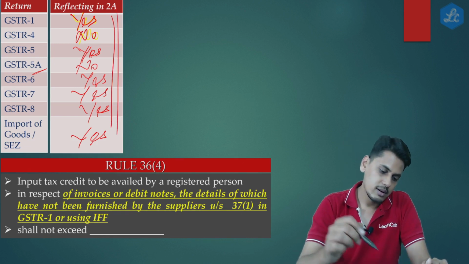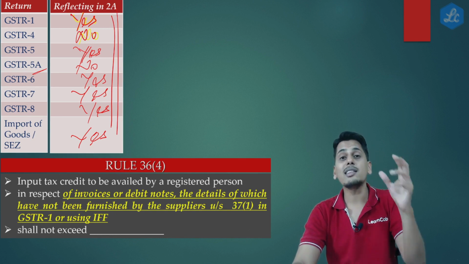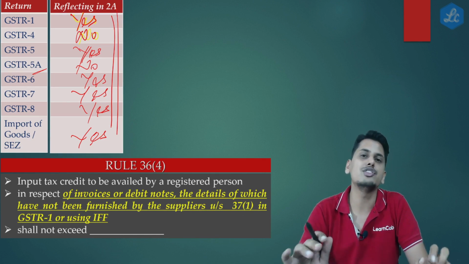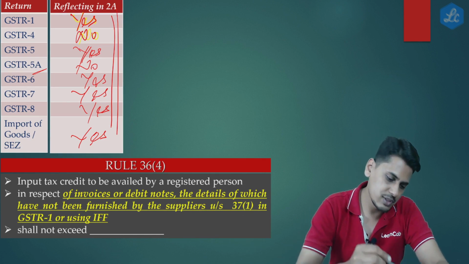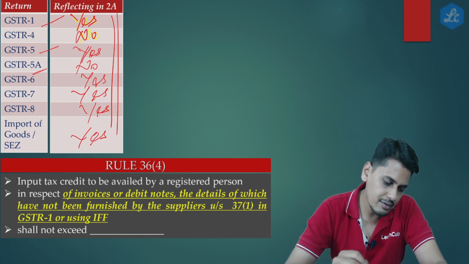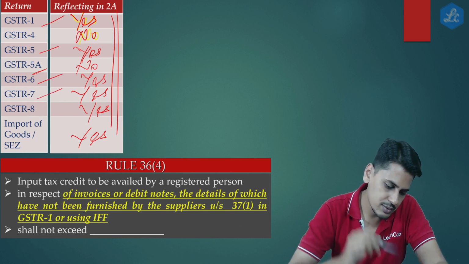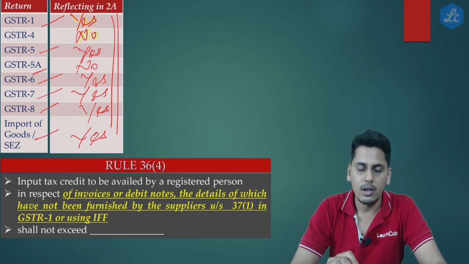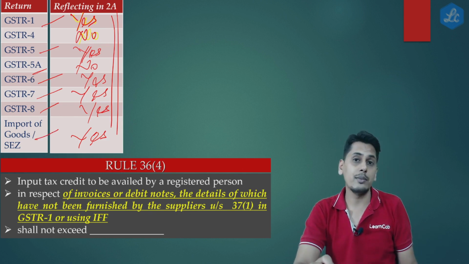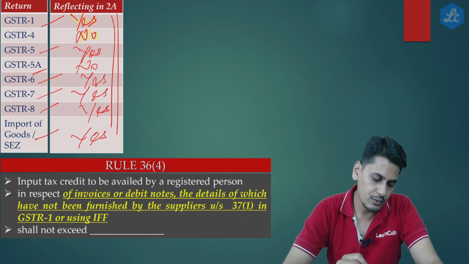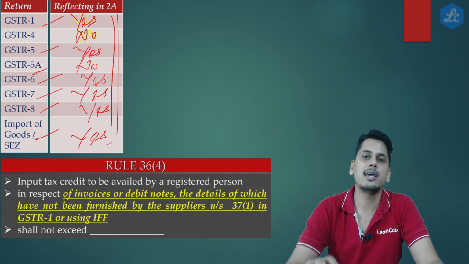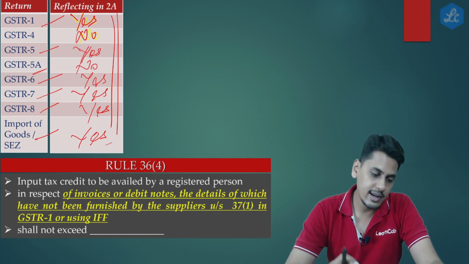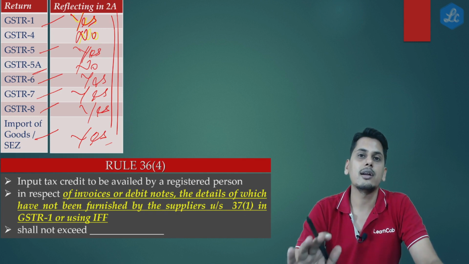So friends, now we have discussed what are the various sources from where the data would come and get auto-populated in GSTR 2A. Data comes from GSTR 1, it comes from GSTR 5, it comes from GSTR 6, it comes from GSTR 7, it comes from GSTR 8, and if I have imported goods or if I have purchased goods from special economic zone based on a bill of entry, that also would come in GSTR 2A. So friends, these are all the sources from where the data would appear in GSTR 2A.